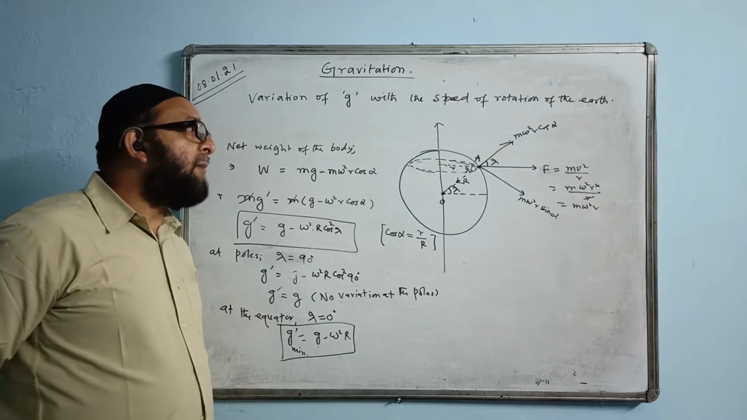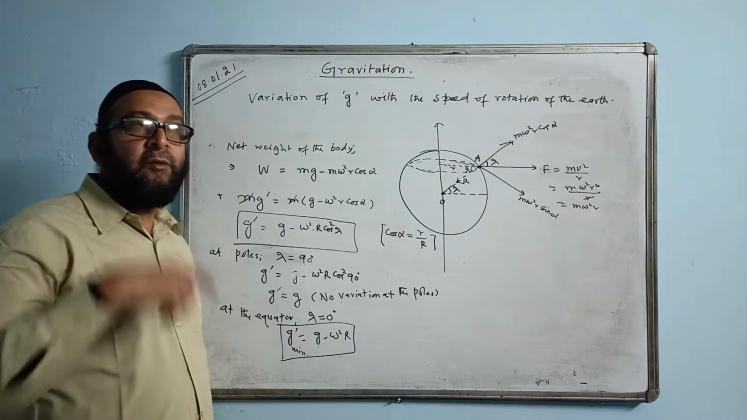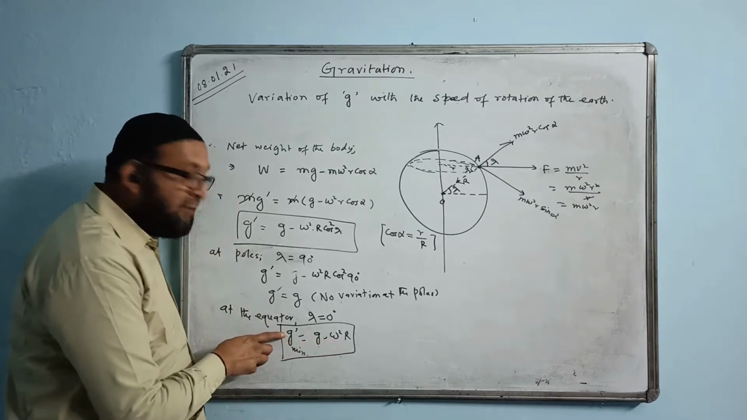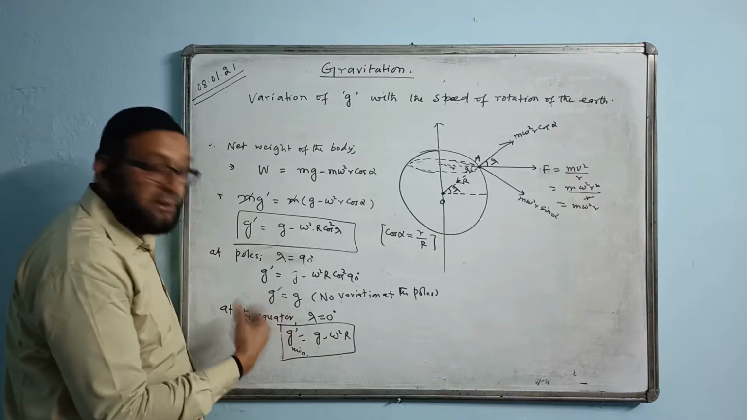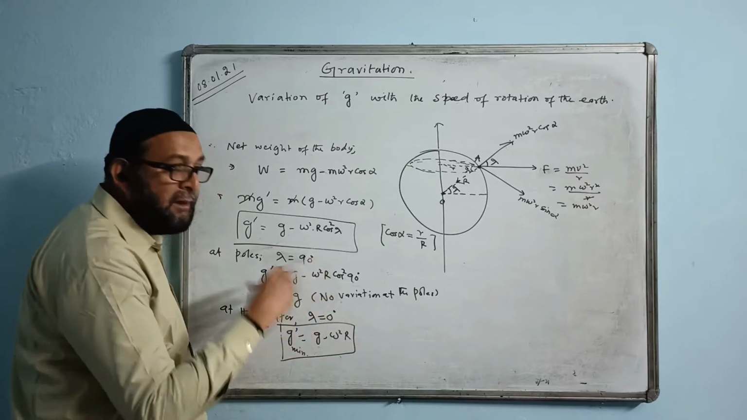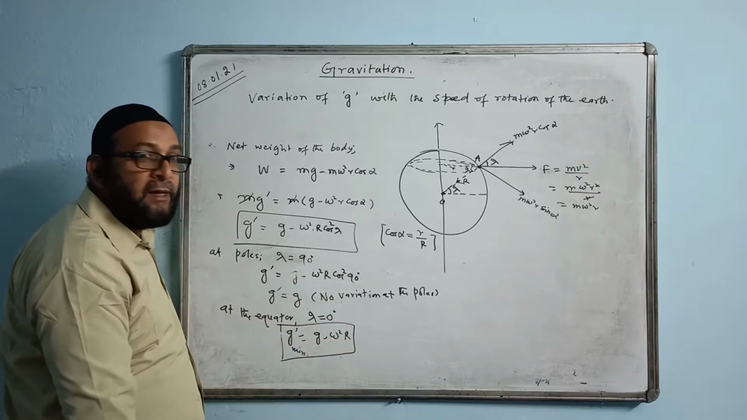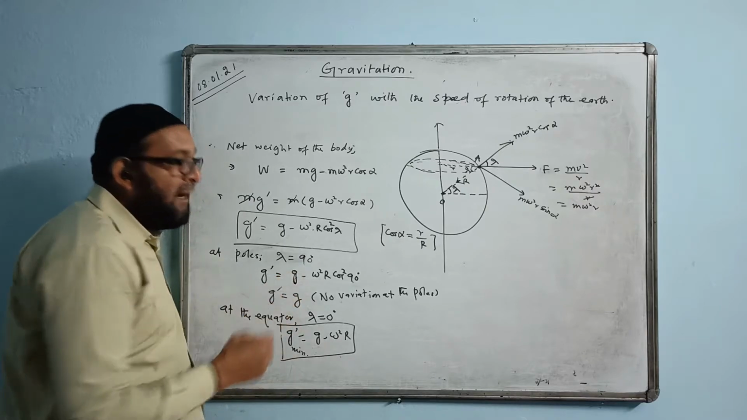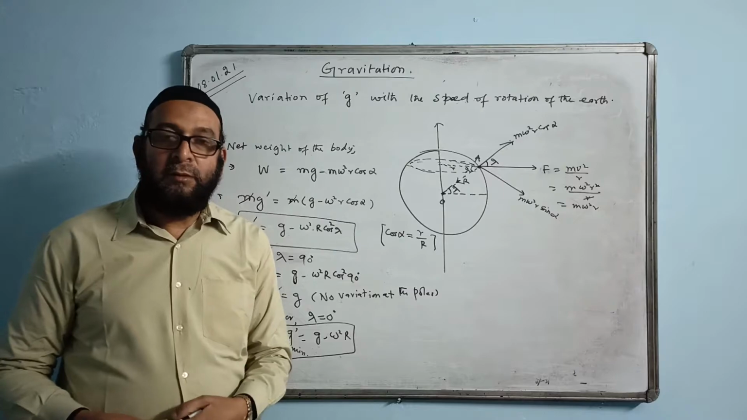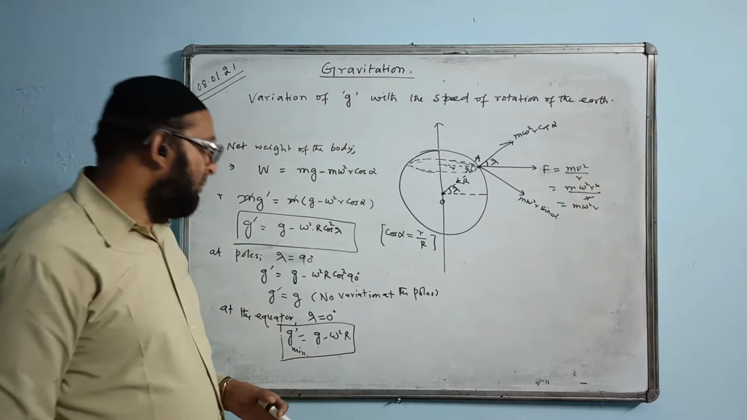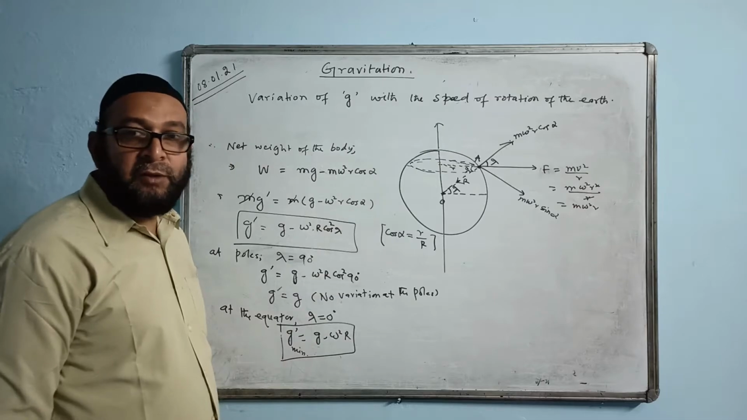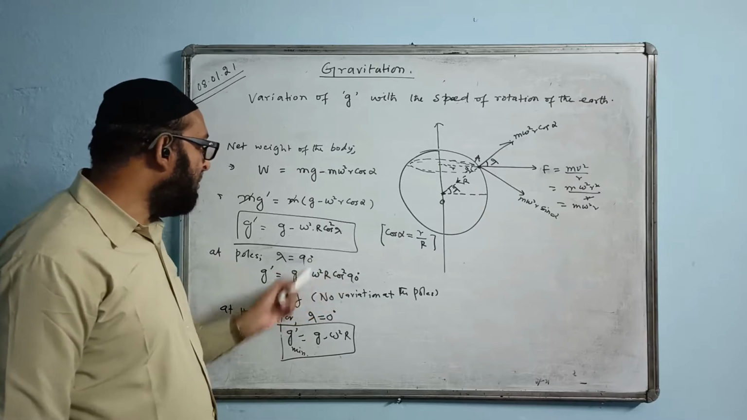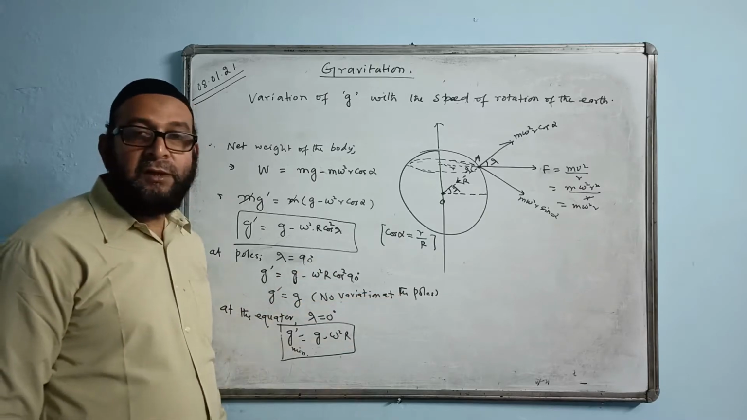If a question comes like this, what happens to the value of g when the speed of rotation of the earth is increased? When we increase the value of omega, what will happen to the value of g? We say the value of g decreases, because this minus part will decrease by a greater value. But we have to write except at the poles. Because at the pole, no matter how much the speed of rotation of the earth is, lambda is 90 degrees, so this entire part will become 0, then there will be no variation at the poles. Variation does not take place at the pole.